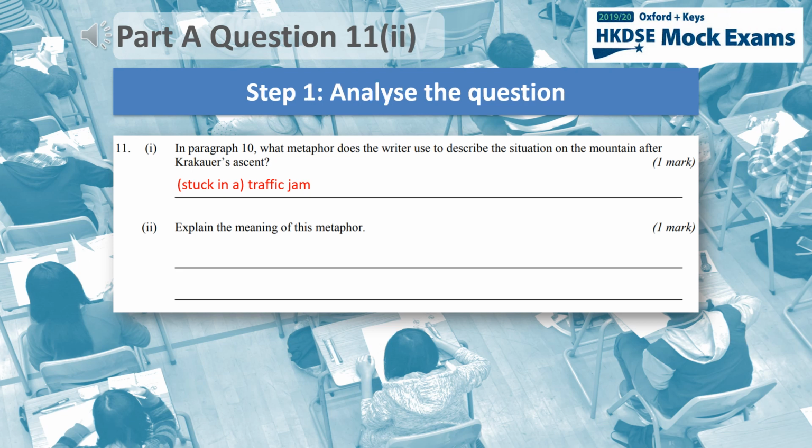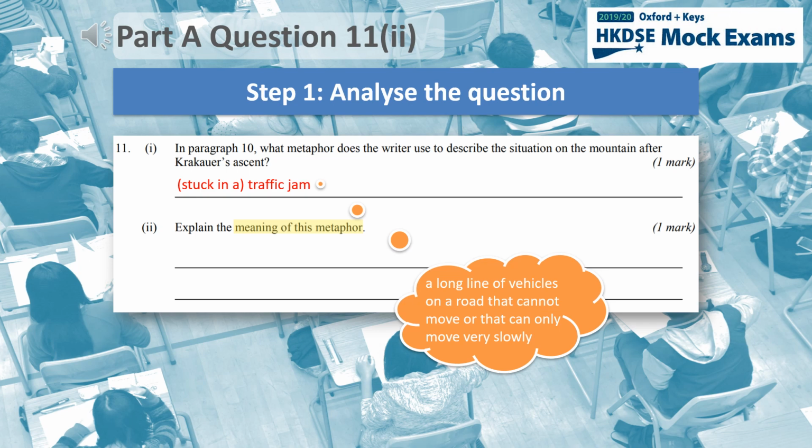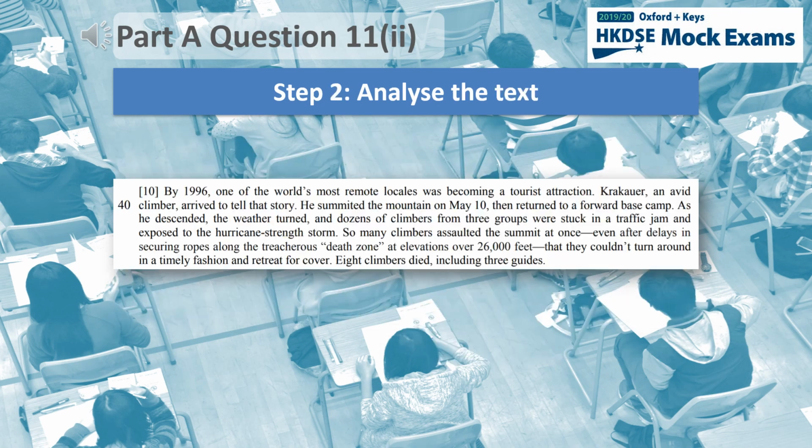Let's move on to Part 2, which asks you to explain the meaning of this metaphor. Knowing that a traffic jam is a long line of cars that cannot move, we can infer that the phrase means something similar here. In the text, it is not cars, but dozens of climbers that are stuck in a traffic jam. In other words, it is the climbers who are unable to move.